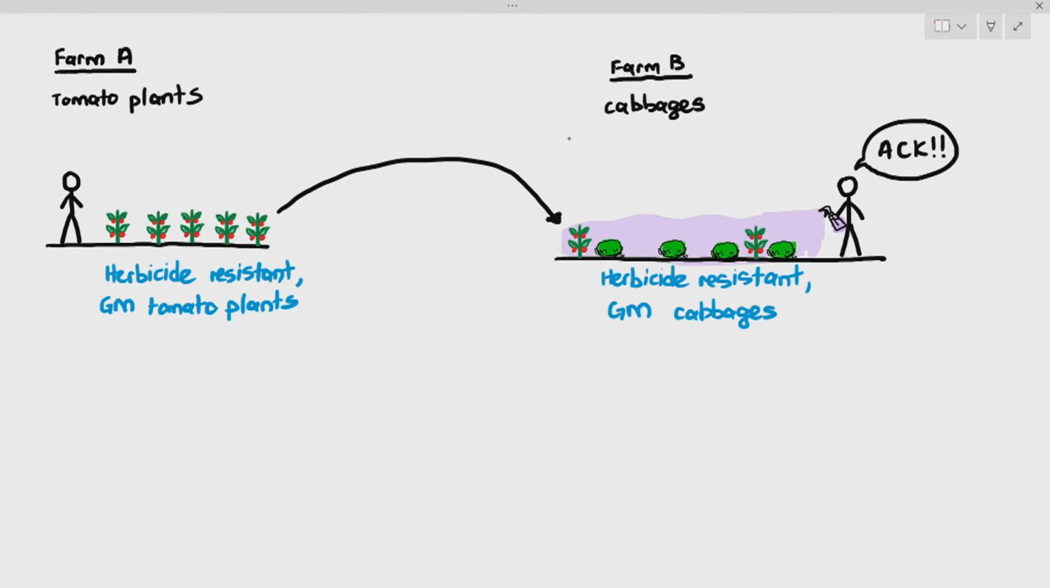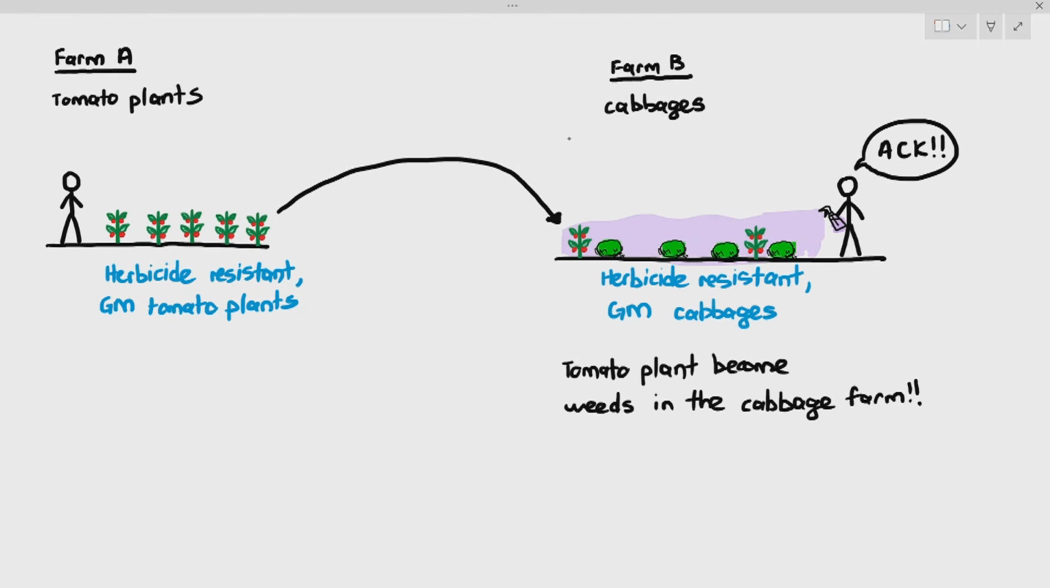Now you might be thinking, what's the big deal? The farmer now has cabbages and tomatoes at the same time, but the farmer's like, no, I do not want tomatoes. I want cabbages only. So in this case, the tomato plant becomes a weed in the cabbage farm. And that's a big problem.